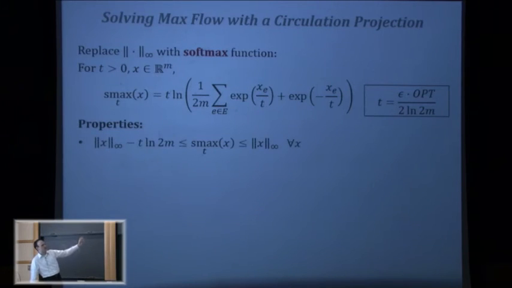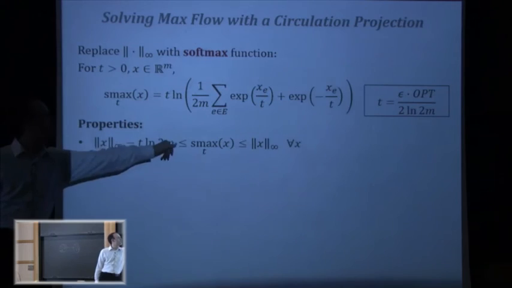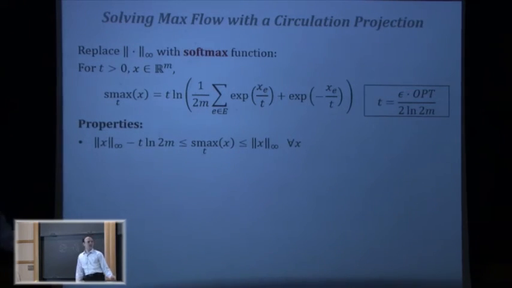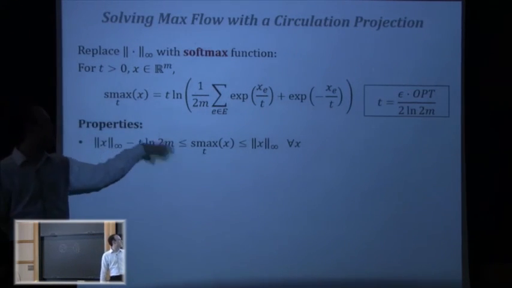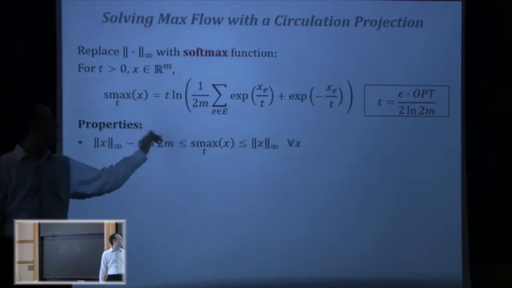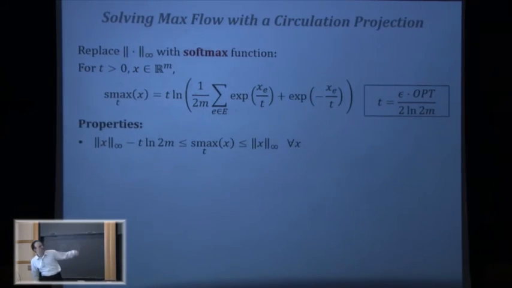The properties of this that are all just calculations: one is that the softmax is close to the infinity norm, in the sense that it's upper bounded by the infinity norm and lower bounded by the infinity norm minus t log 2m. So t here is epsilon times opt over some logs.